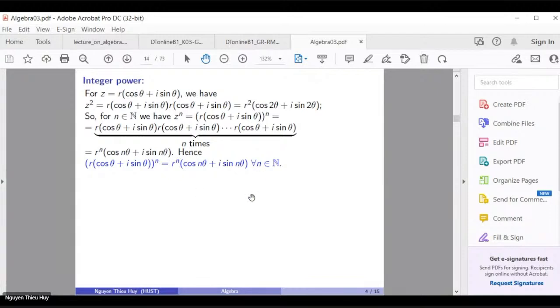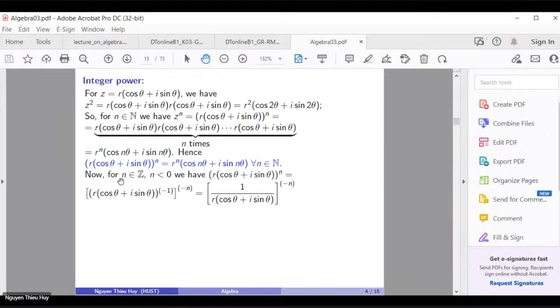But now let's consider n an integer but a negative integer. Then what happens here? When n is negative, of course it's still an integer. So n in Z, but n is negative. So we have the following trick. We write r(cos theta plus I sine theta) to the power n.